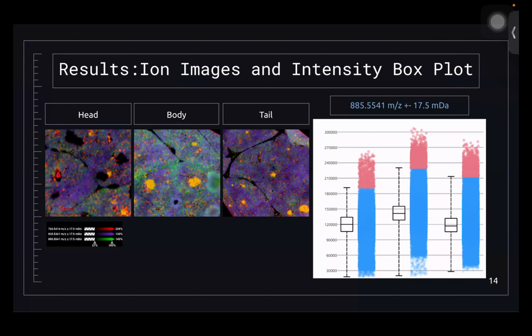And a pattern that I kind of noted was that the median intensity for the box plots was higher in the body region. So for the graph, I apologize that there are no axes, but it's head, body, and tail as it is. So the body in the middle, we can see a little bit like the median intensity is a bit higher. So that means the median intensity of that lipid is a bit higher in the body than it is in the head or tail.